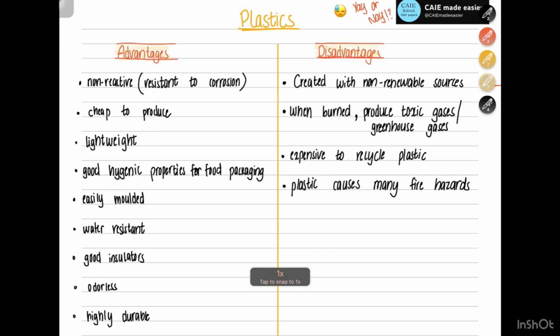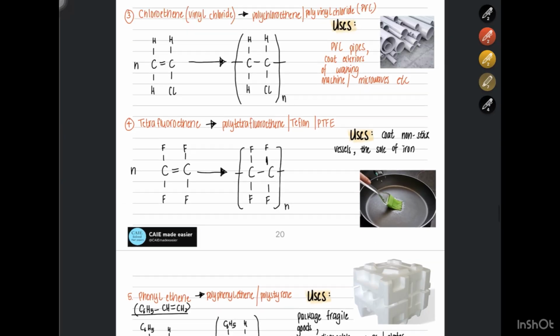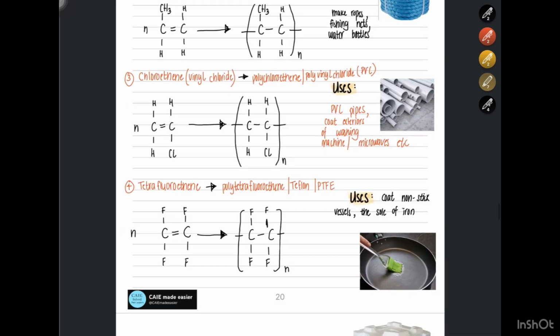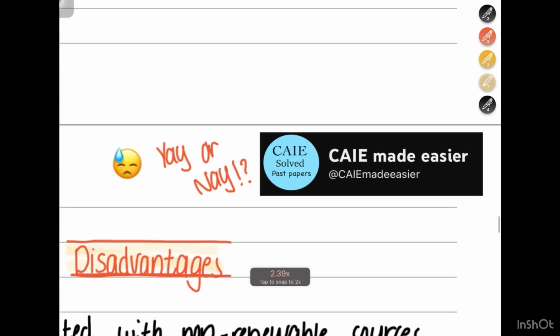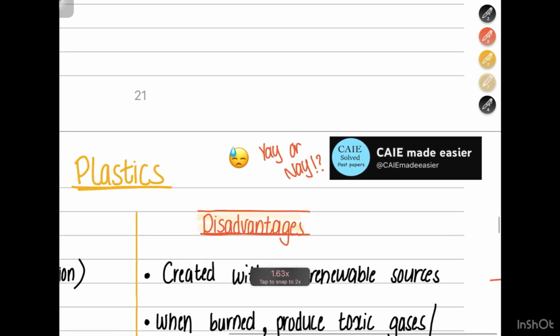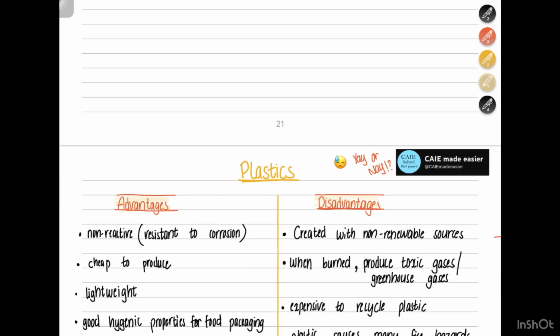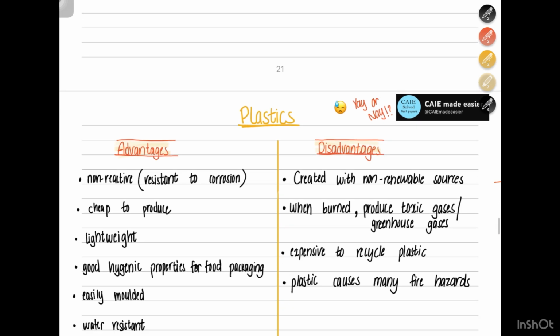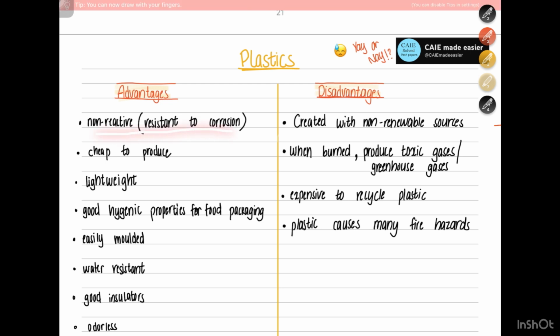So now we have seen so many different kinds of plastics which have numerous uses, from pipes to ropes to packaging. But should we use plastics? Is it useful or not? Let's look at some advantages and disadvantages. All right, the first advantage is that they are non-reactive. That means they are resistant to corrosion.